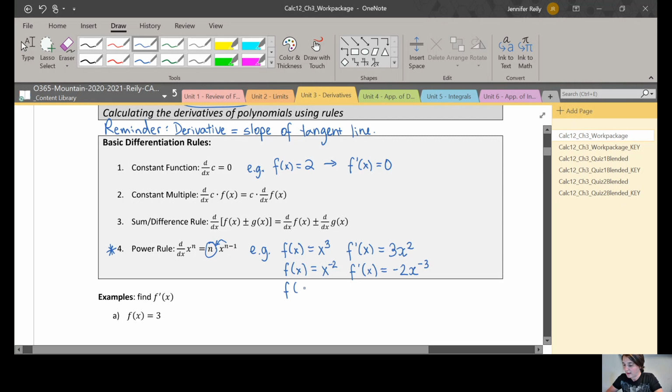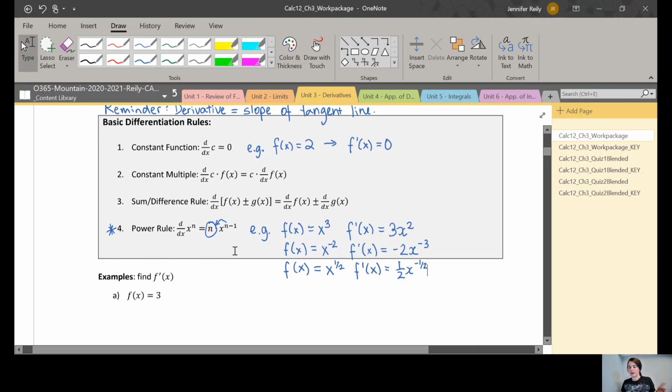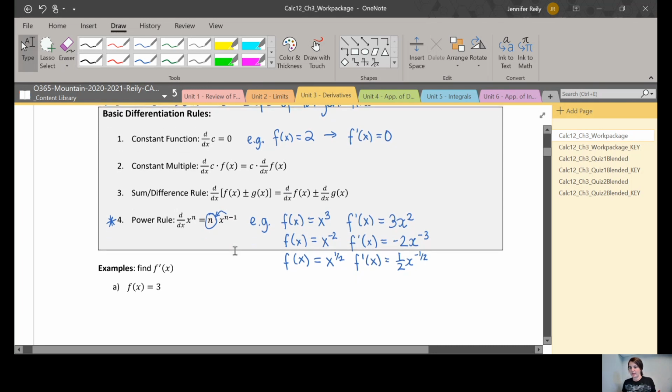It even works for fractions. So let's say you had x to the power of 1/2. Then the derivative would be, so the 1/2 would come down, and we would reduce the power by 1. So 1/2 minus 1 is negative 1/2. So it'd be 1/2 times x to the power of negative 1/2. So that's how the power rule works. And so those are the 4 basic rules we're going to be using today to find derivatives. So we're going to kind of combine all 4 rules in some of the questions.